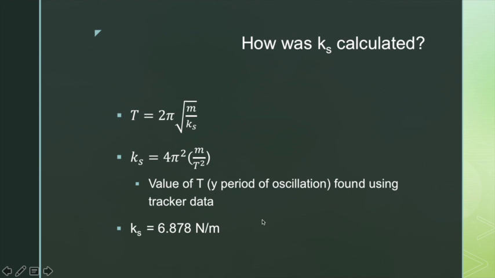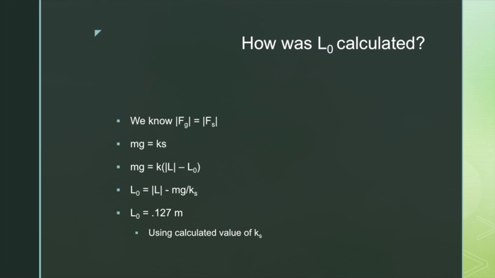Here's how the spring constant was calculated. We know the formula for the time period of oscillation. This can be rearranged to isolate the spring constant. A value of T was determined from the Tracker data, and we have all the other necessary information to solve for the stiffness, which is 6.878 newtons per meter.